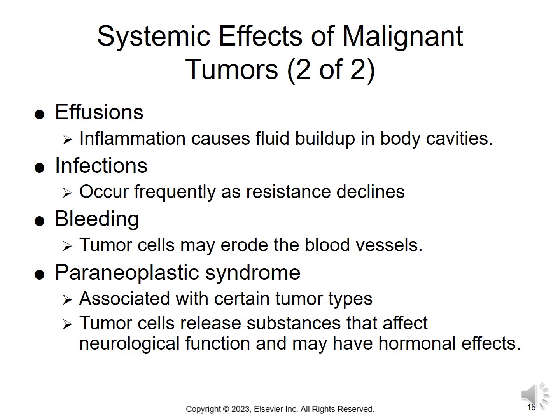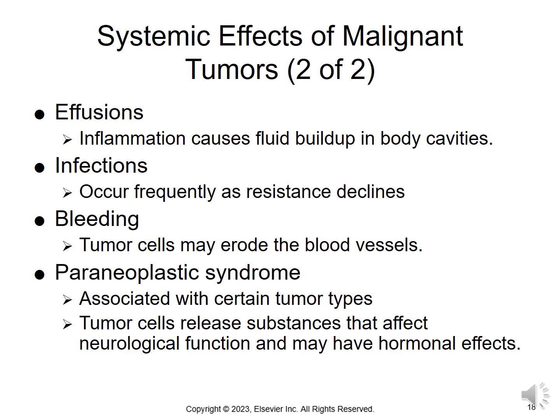Bleeding can occur because the tumor cells may erode the blood vessels or cause tissue ulceration. Bone marrow depression and hypoproteinemia may contribute to poor clotting. Chronic bleeding is common in the digestive tract where the mucosa fails to regenerate quickly. Chronic blood loss leads to iron deficiency anemia.